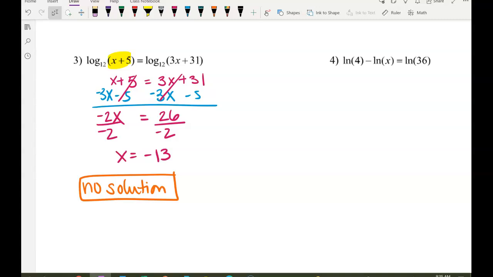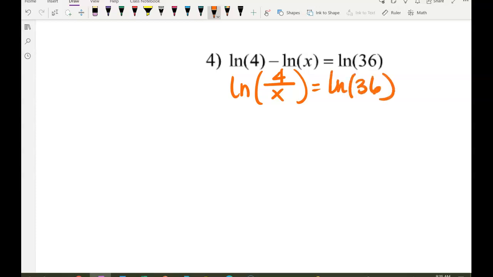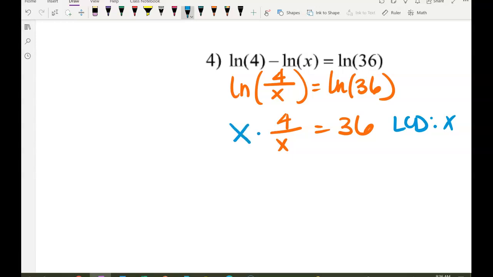Subtraction in log will make it a what? Division. Good job, sir. So 4 divided by x equals natural log of 36. Now do we have one log on each side? Yep, drop it. Drop it like it's hot. Okay, how do we solve this? Remember, guys, what's LCD? x. So it means we have to multiply by x.